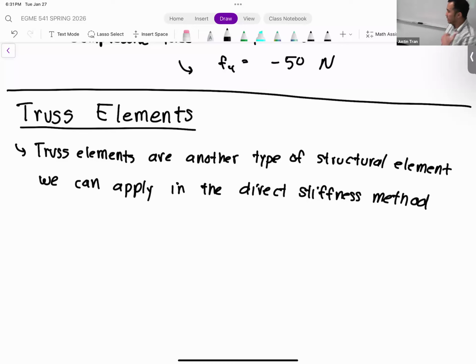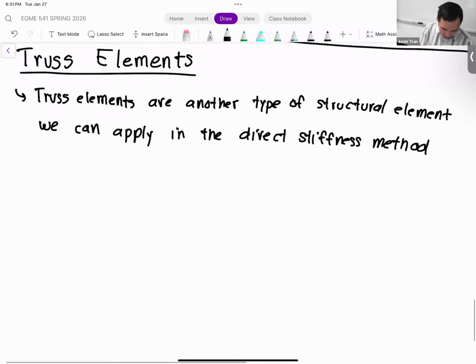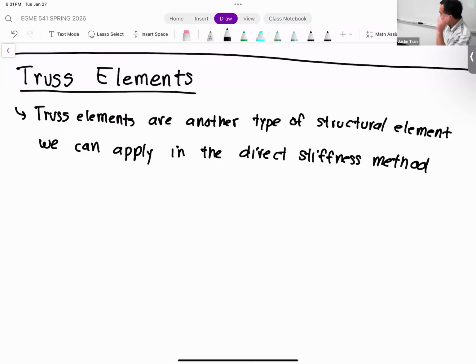But again, the same process is going to apply. I guarantee you guys are going to be very tired of this process, but that is what it is. So what is a truss element? A truss element, you may be familiar, might ring some bells, especially if your undergraduate wasn't too far away. A truss element is a particular type of structural element that's designed to handle loads in tension and compression.